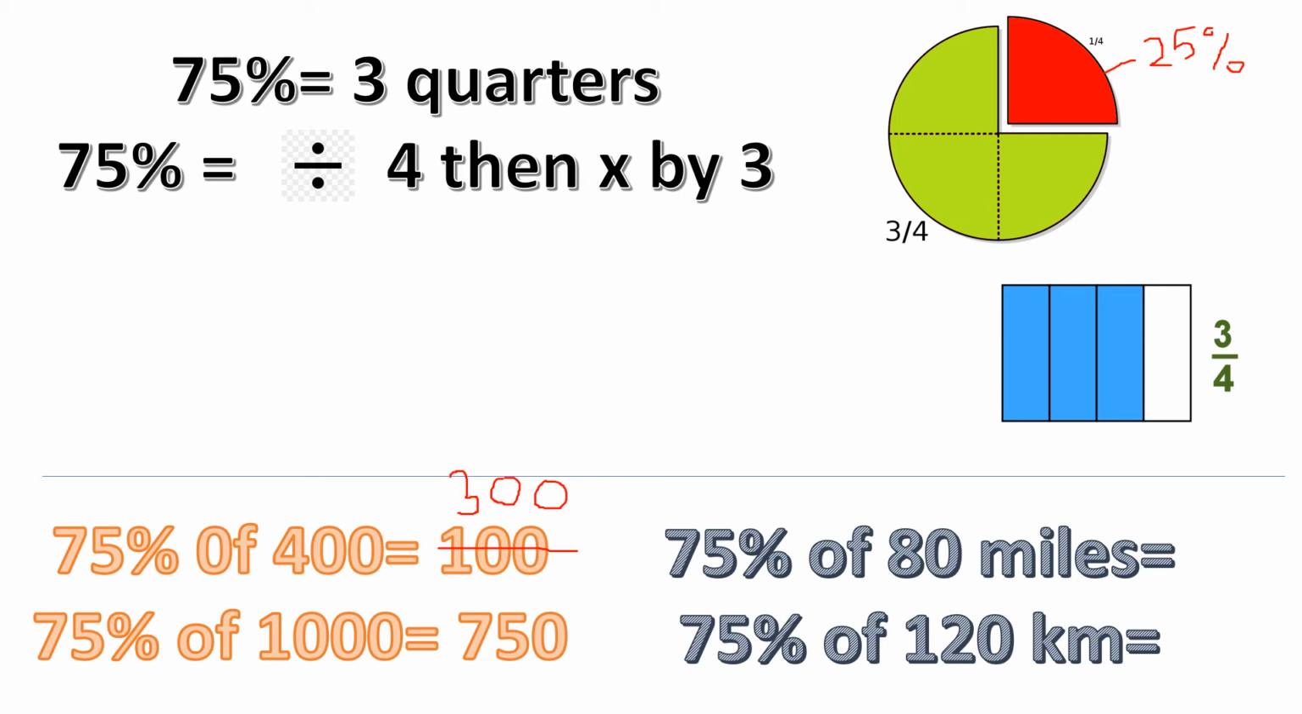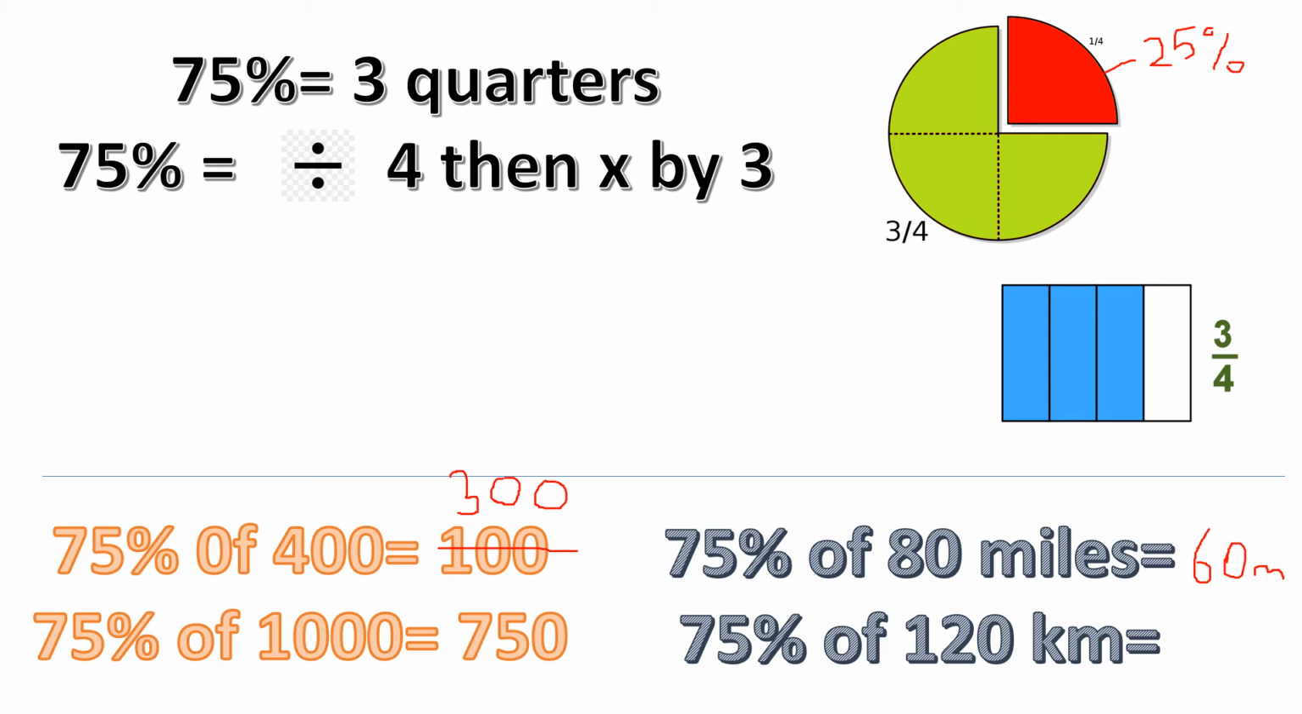Okay, so what did you get for 75% of 80 miles? So 80 divided by 4 equals 20, and then 20 times 3 equals 60. So it's going to be 60 miles. Okay, as I said, the context doesn't matter, whether it's miles or fish or sheep or houses. It doesn't matter as long as the number is the same.